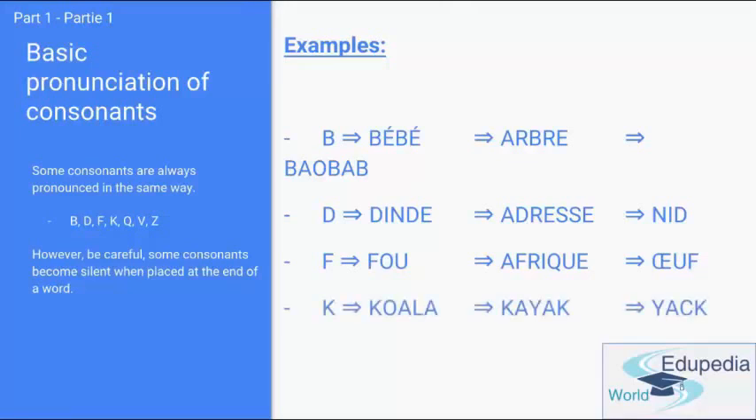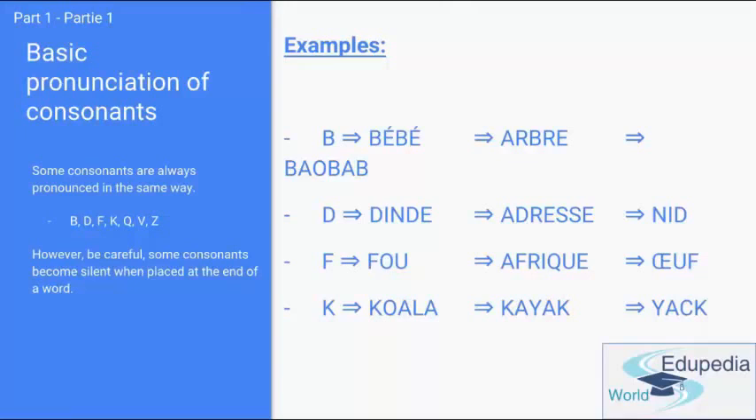Let's see now how to pronounce the letter K. K comme koala, kayak, yak. Here you will notice when the K is at the end, you still hear the K sound. Here you will also notice words like koala, kayak, yak, they actually all come from foreign languages. The letter K is not really used in French except in foreign words. You will not find it, or it will be very rare in native French words.